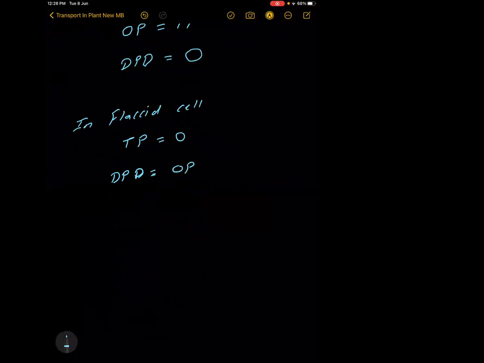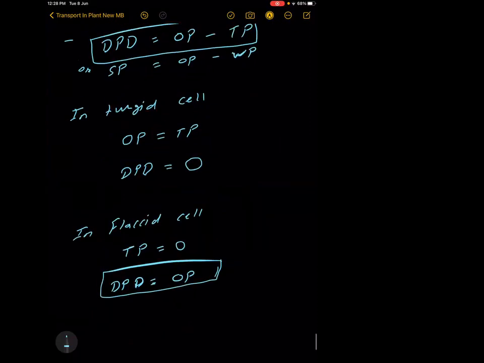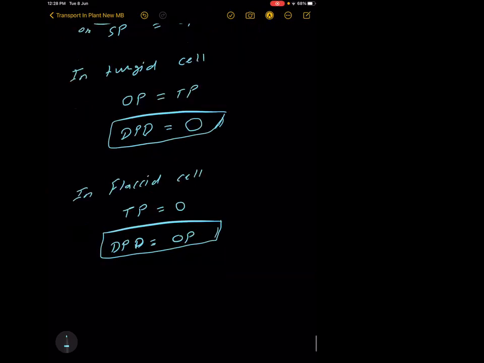OP is again the power of absorption of water by this solution, and DPD is also the thirst of the cell. So both are equal. It means the cell can absorb more water. This is DPD equal to OP in a flaccid cell. These are direct questions: in a flaccid cell, what is the DPD? More DPD means it is more thirsty, more hungry.